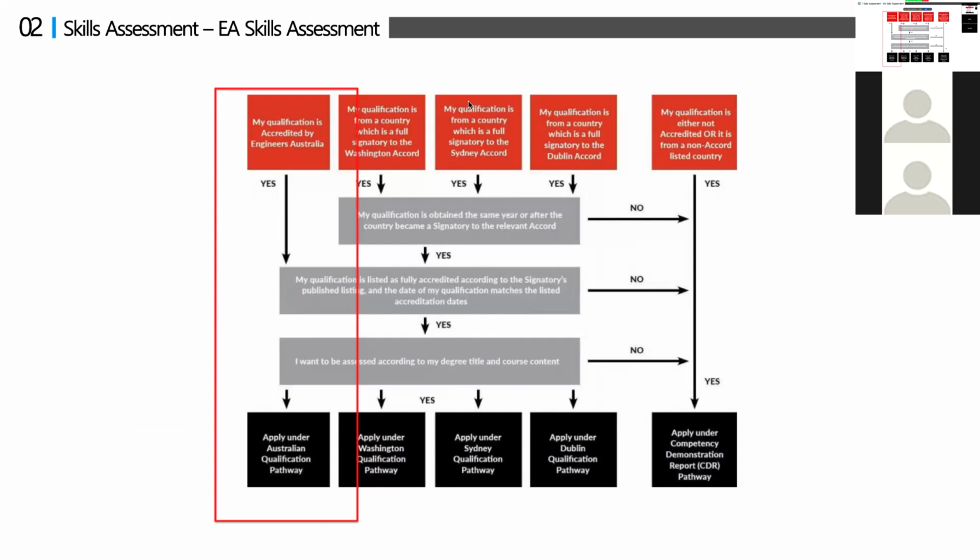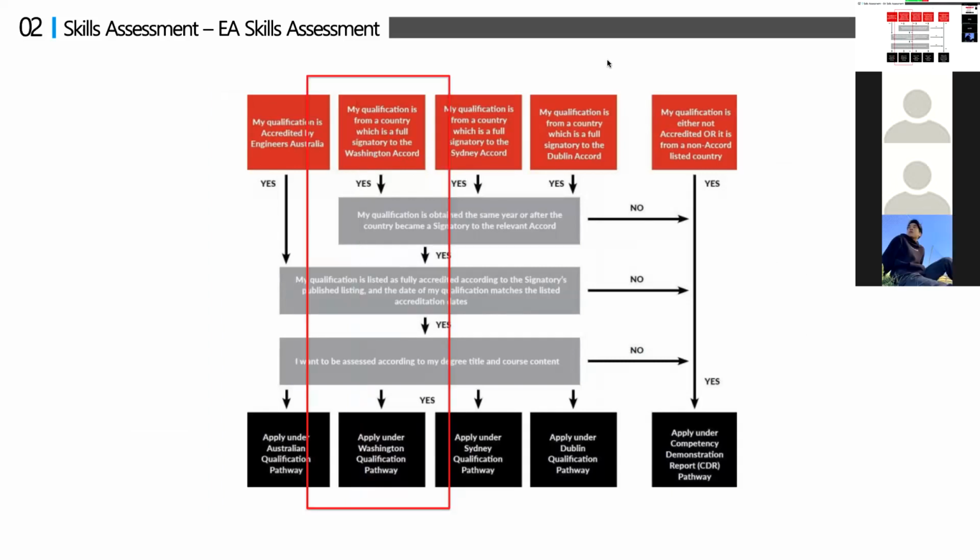The next stream is what we call the Washington Accord stream. Washington Accord means this assessment is for people who completed the course in Australia or outside of Australia. To understand this stream, we must know what the Washington Accord is. So let's move to the next slide to talk about the Washington Accord.